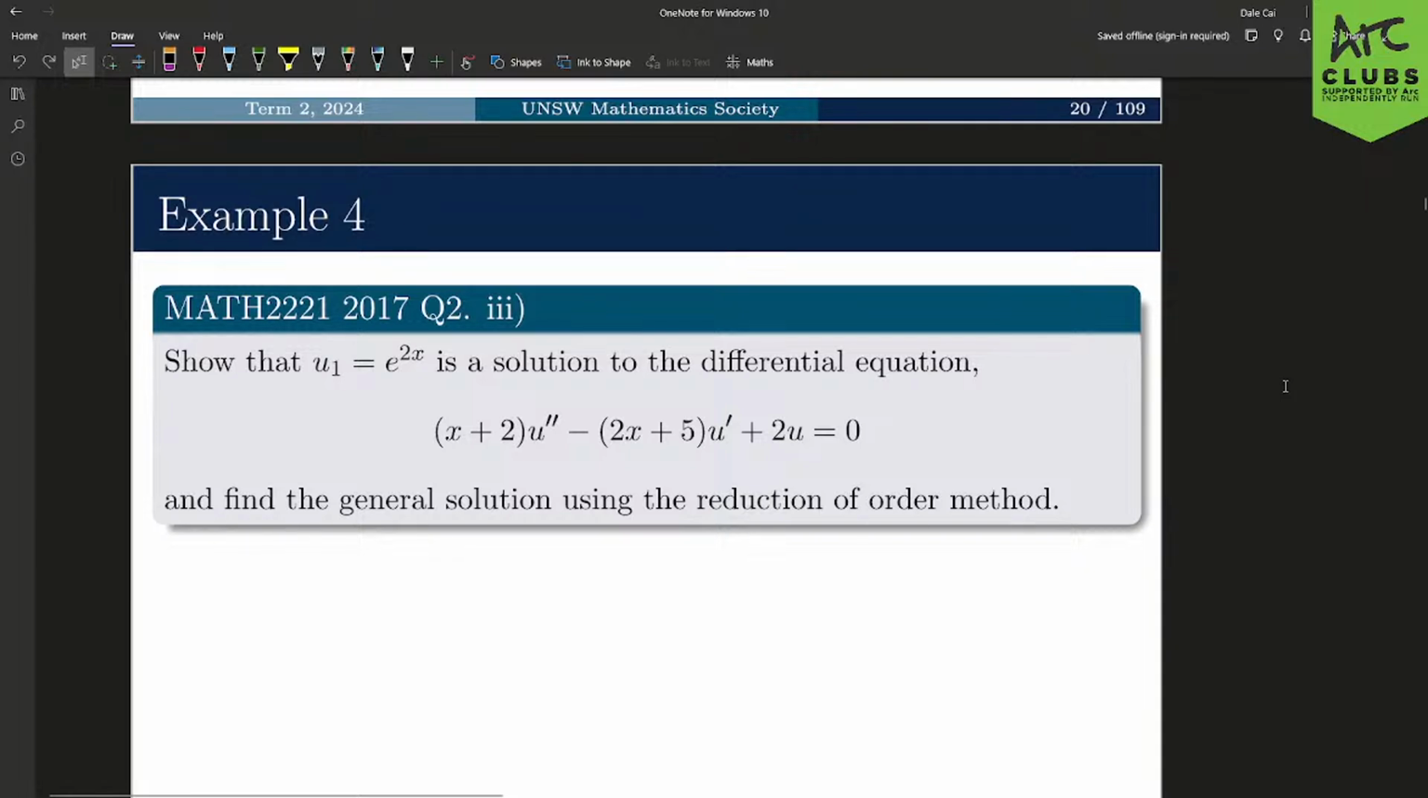So, okay, show that u1 = e^(2x) is a solution to this, and then find the general solution using reduction of order. So the idea here is we have one of the solutions, and then we're going to use it to find u2.